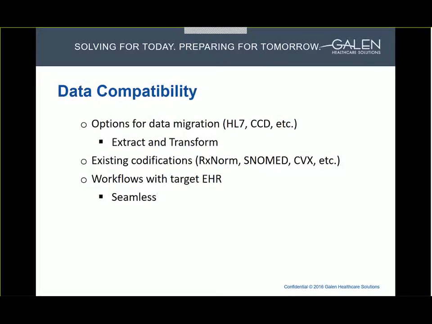Finally, is the migrated data going to fit into the existing or planned workflows in the target system? Ultimately, we want the workflows for the migrated data to be very similar to the workflows for the manually entered data. We'll assess where there may be gaps in the source data that don't allow for the seamlessness and make recommendations.